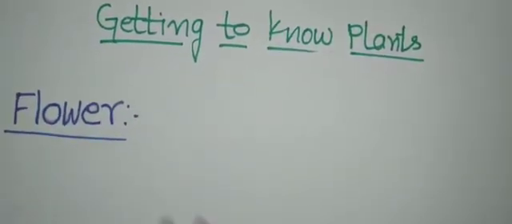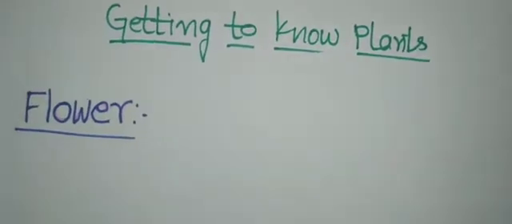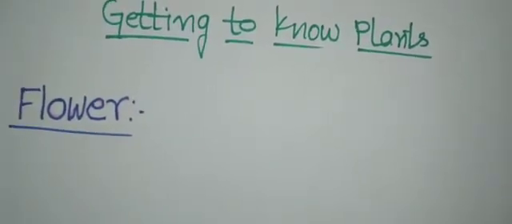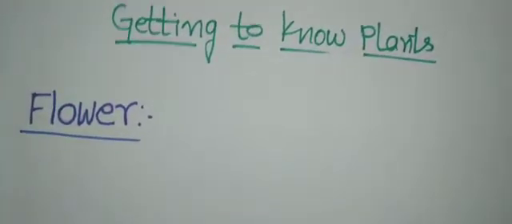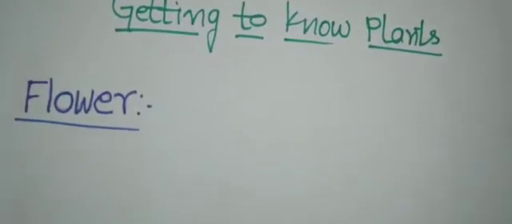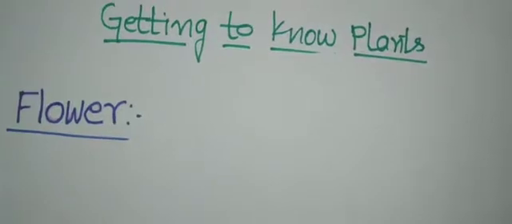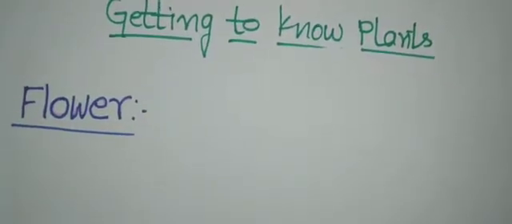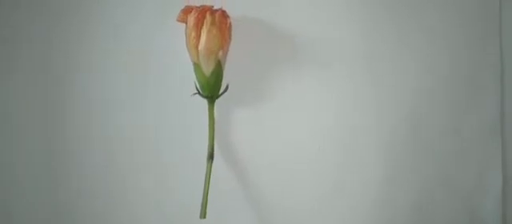So we are learning the chapter Getting to Know Plants. And today we are going to study a very interesting part of the plant, that is the flower. You all love flowers, right? While walking through the school garden or on the roads, you must have observed colorful flowers, right? So what is this flower? A flower is a reproductive part of a plant.